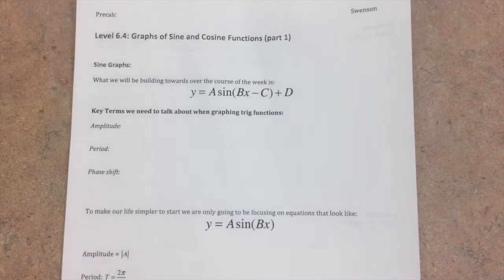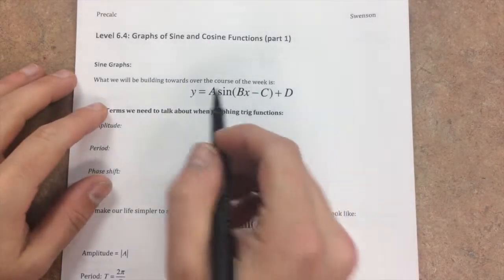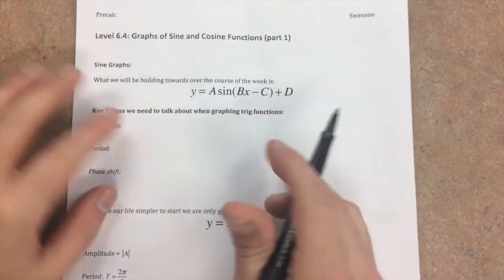With level 6.4, we are moving into graphing. Just like every other chapter that we've talked about so far this year, we've gotten to the point where we've seen these functions a bunch, so we want to look at what the shape of the graph is. Before we start graphing these, I want to point out a couple key terms, and this is the type of equation that we're building towards.